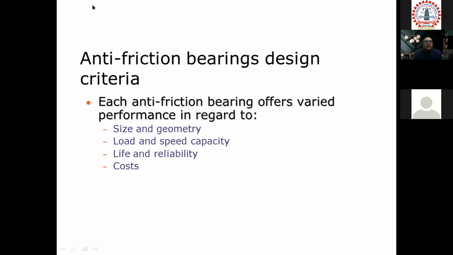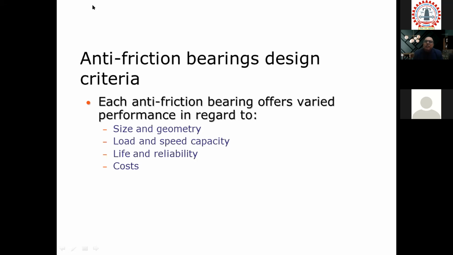When we design an anti-friction bearing, the criteria would be performance with regard to size and geometry. That means what kind of size we can build, how big the dimension should be, diameter versus length, and how much space is available, let's say in a gearbox. The second part is what kind of load and speed capability we are looking at. There are bearings available which work at a speed as low as about 10 rpm or 5 rpm, and there are bearings available which go into lakhs of rpm.